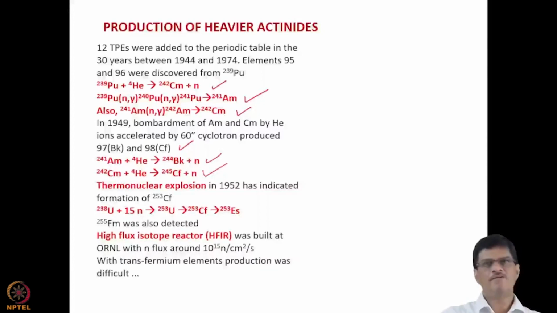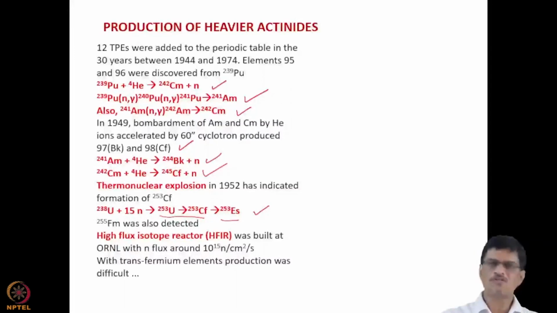Subsequently, in 1952, a thermonuclear explosion was carried out and it indicated the formation of californium-253. You see from here that a large number of neutrons are captured by uranium-238 to give uranium-253, which decays to californium-253, and this californium-253 subsequently decays to einsteinium-253.